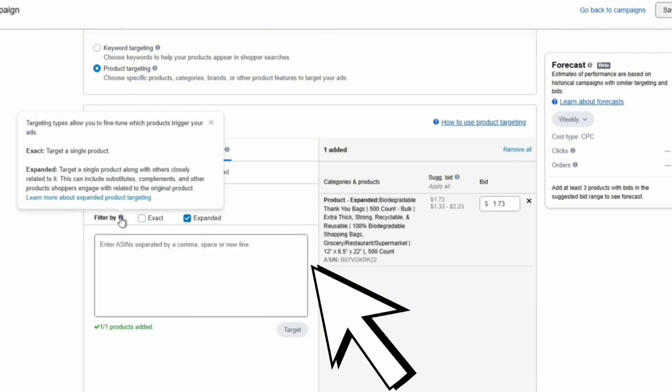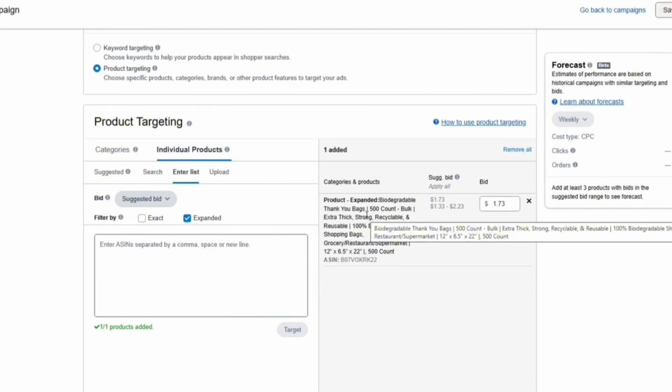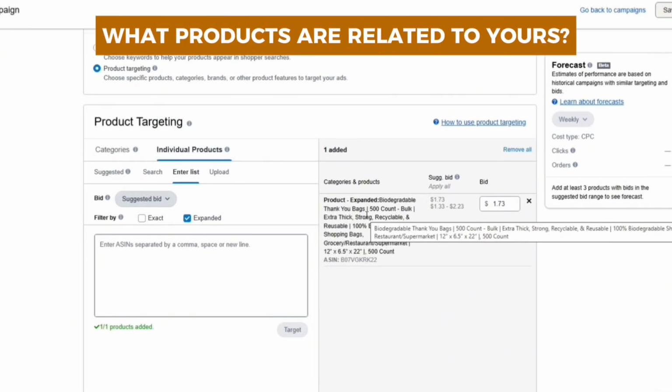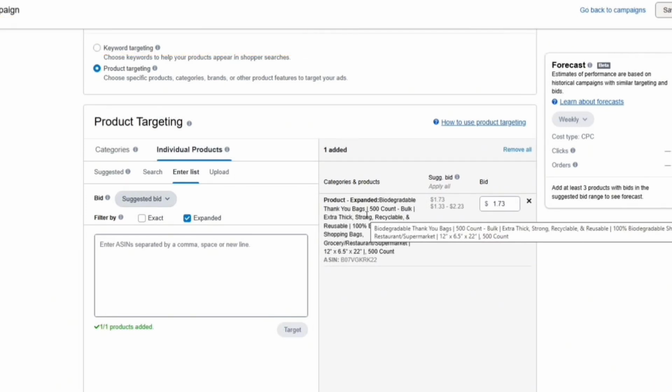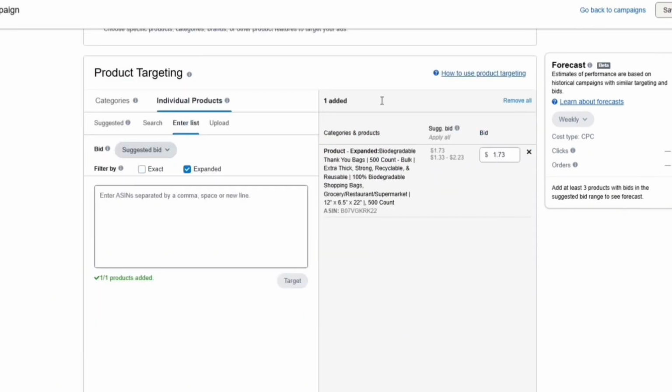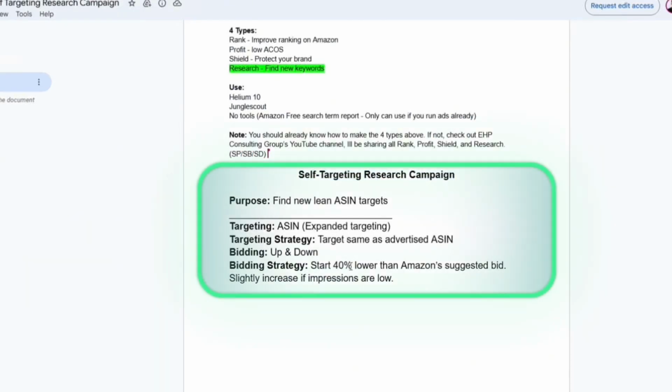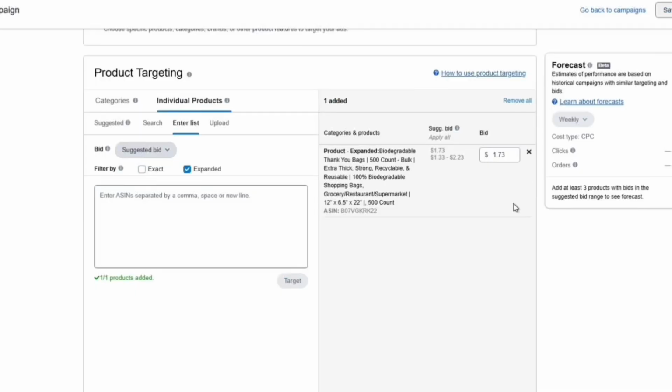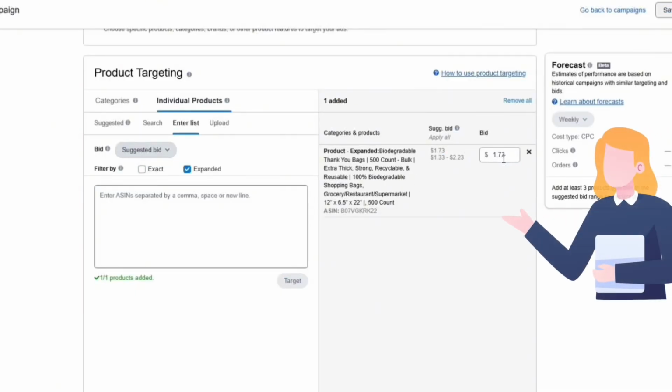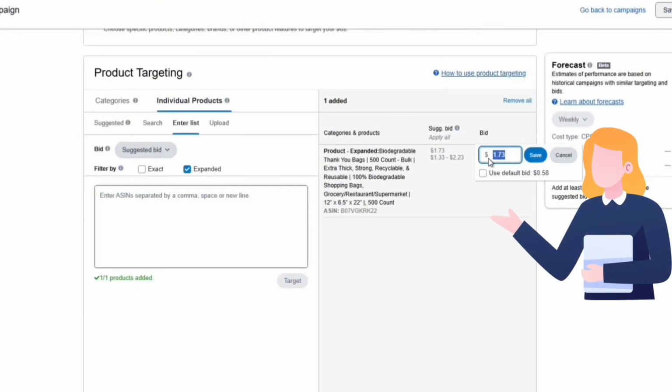Now expanded, you target a single product along with others related to it. So this includes substitutes, complements, and other products shoppers engage with related to the original product. So Amazon automatically is going to know what products are related to yours and showcase your product to products that are related to yours. And the best part about this is you can see you're going to start with a 40% lower than Amazon's suggested bid. So around 40% lower than this is around like 90 cents.